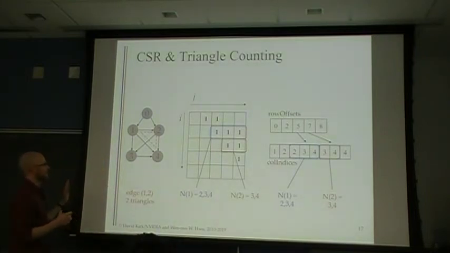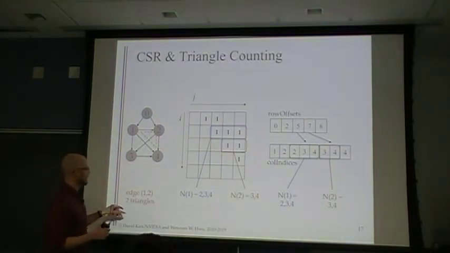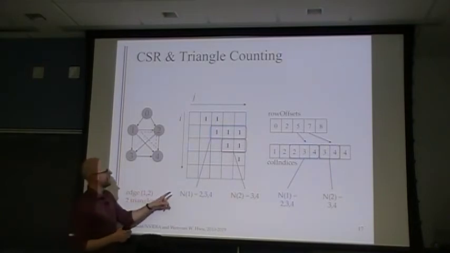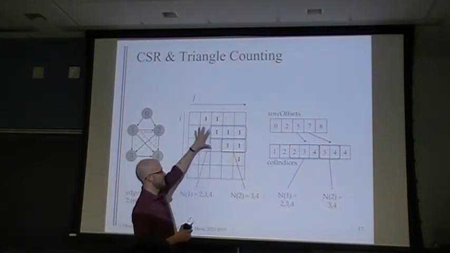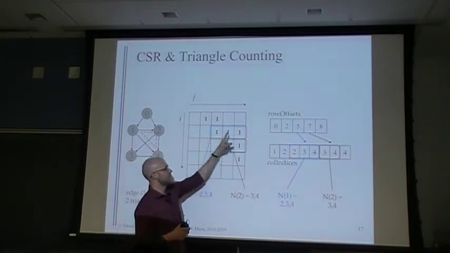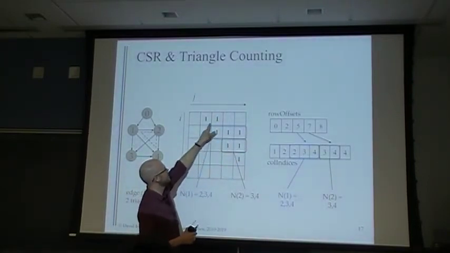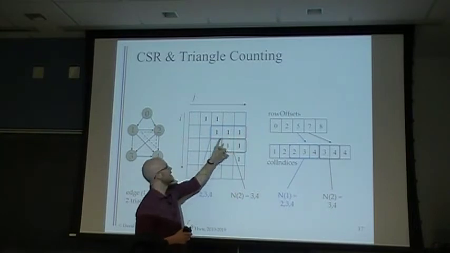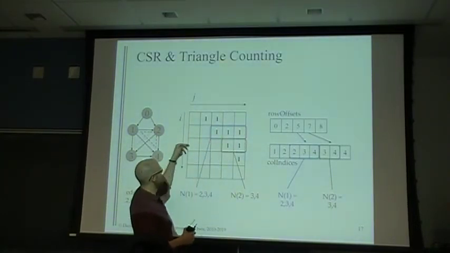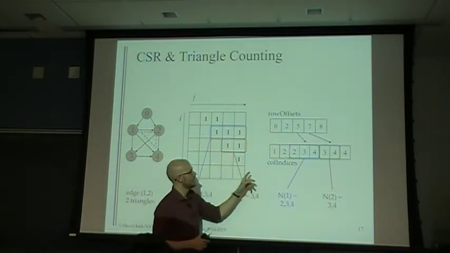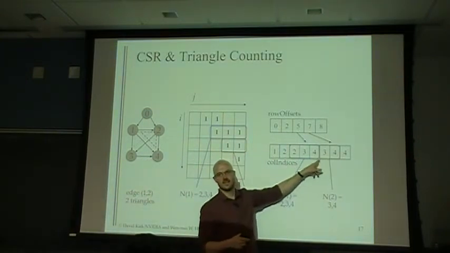So back to the triangle counting example, right? If we want to look at edge 1 to 2, we need to get the neighbor list for 1 and the neighbor list for 2. So in the adjacency matrix, it's these non-zeros, right? So representing 2, 3, and 4. Edge from row 1 to column 2, 3, and 4, and row 2 to 3 and 4, right? So that is this data in the CSR, right? Okay.